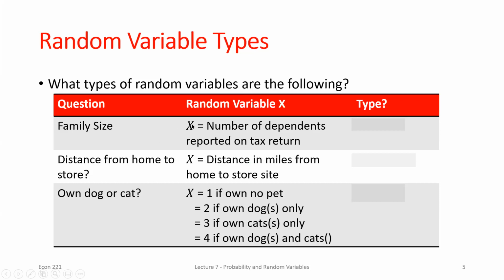So we've already talked about this before, right? Family size, the number of children or dependents in the household, that's going to be discrete. Distance, that's going to be continuous. We could measure that out to whatever decimal we want.